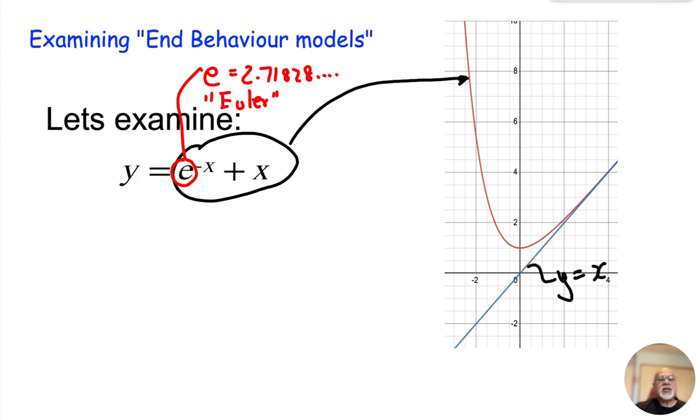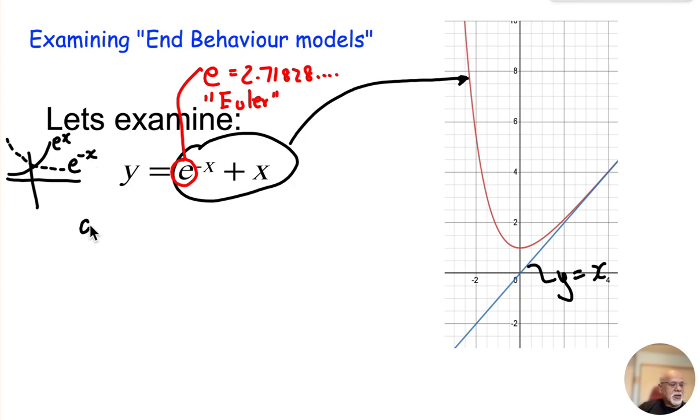Now, let's just take a look at the graphs of these functions. e to the x looks like this, like any other exponential function. And e to the minus x would just look like this. Right? That's just a reflection in the y-axis.